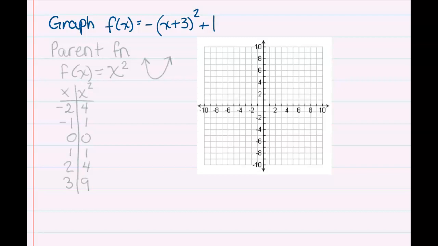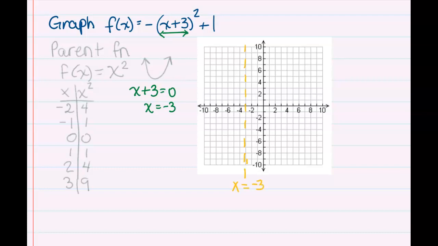So now that we have everything about our parent function, let's take a look at our function that we need to graph. We're going to start with the inside, the horizontal shift either left or right. And what we do with that is we say x plus 3 and we set it equal to 0, and we find that x is equal to negative 3. This is a vertical line that we're going to place at x is equal to negative 3.